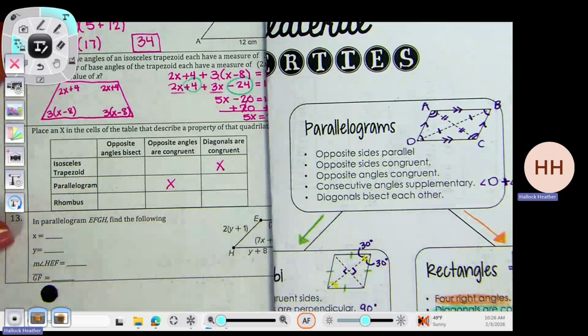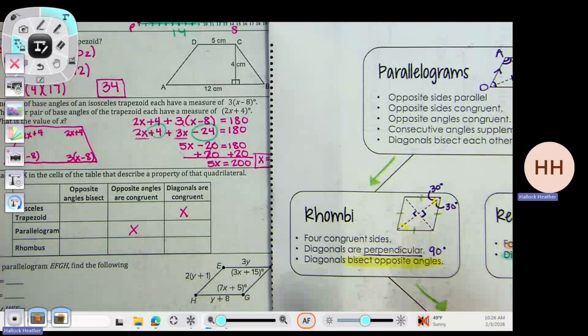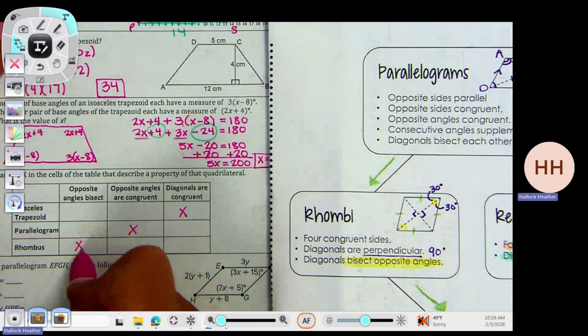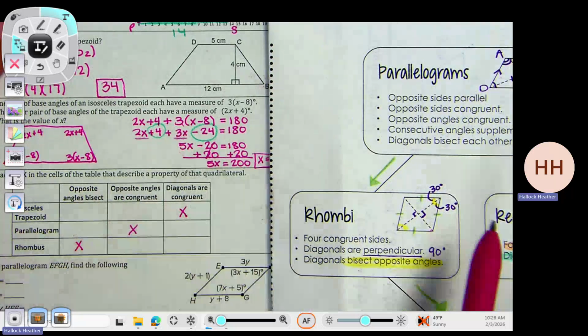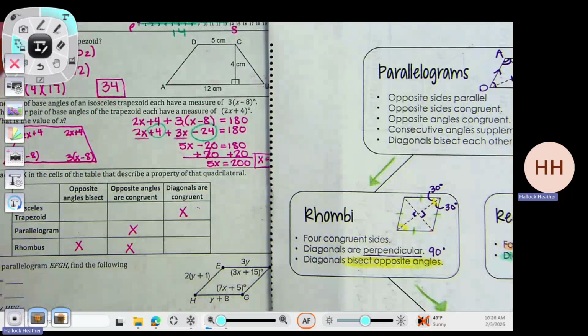A rhombus is right here, which is everything in the rhombus box, but it's also a parallelogram because it's a little family tree. So it's everything in these two boxes. So a rhombus, opposite angles, they do bisect. Diagonals bisect opposite angles. So the angles bisect. Opposite angles are congruent. That is true. Diagonals are congruent. That is not true.